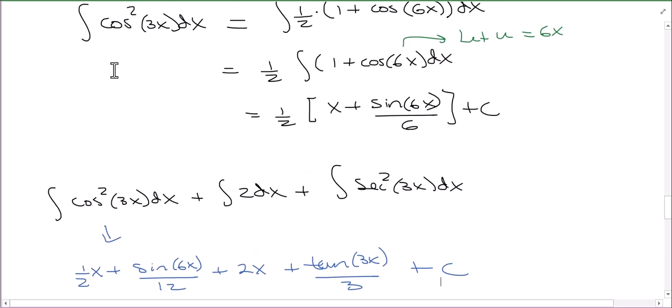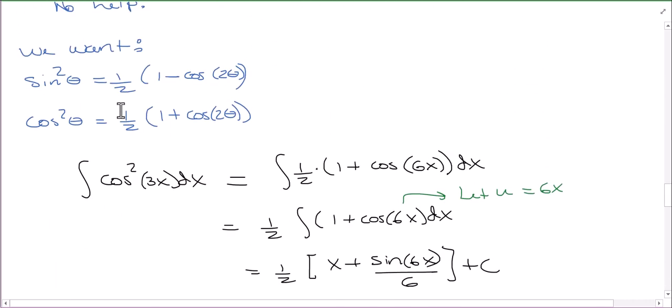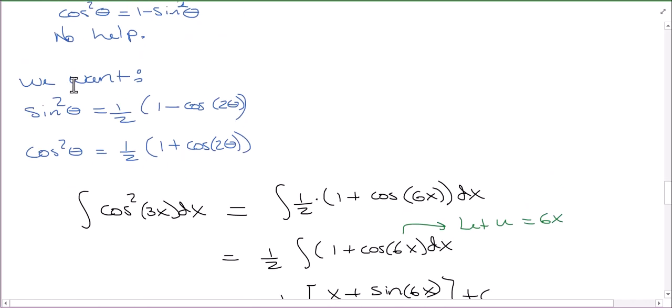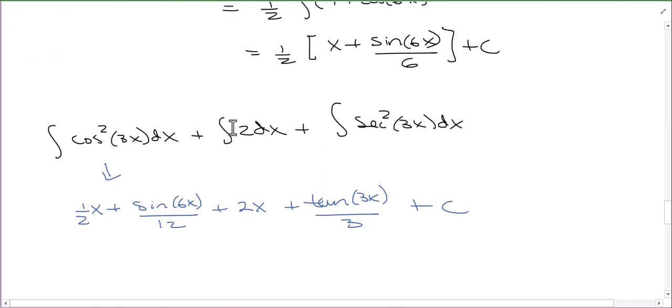So anytime you have a cosine squared or a sine squared just alone in an integral, we want to make use of the power reducing identities. I call them the kryptonites because they reduce your power. Superman reference there.